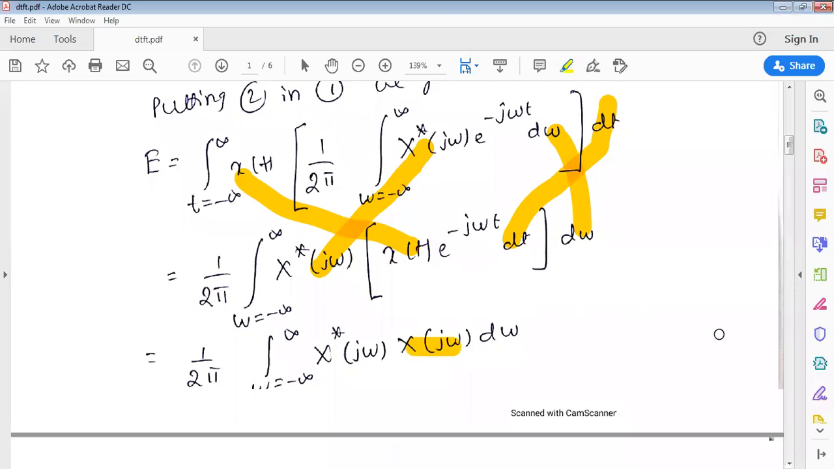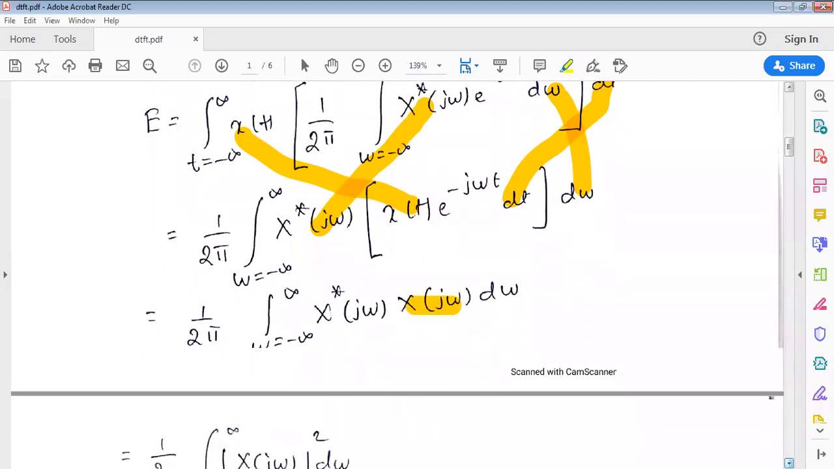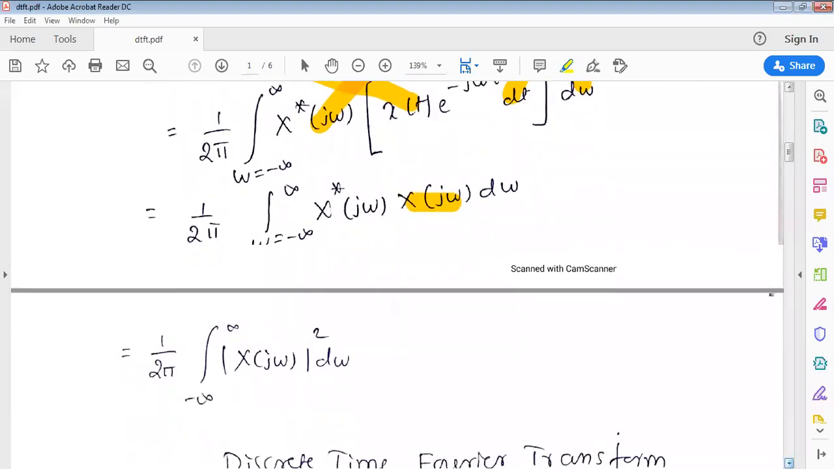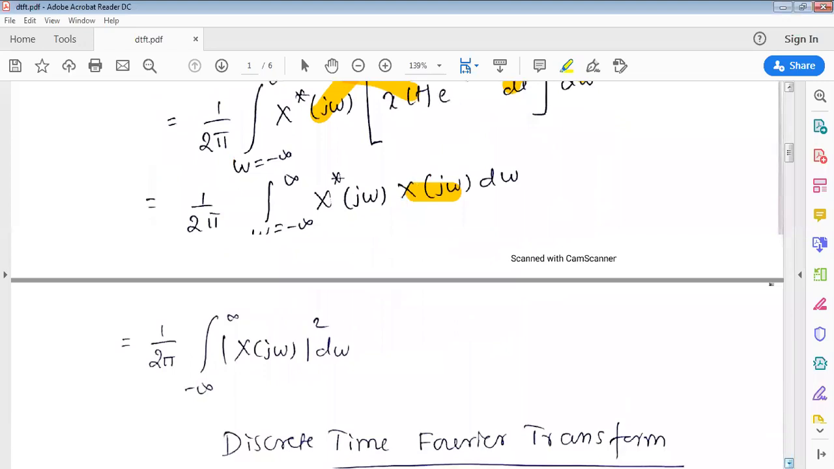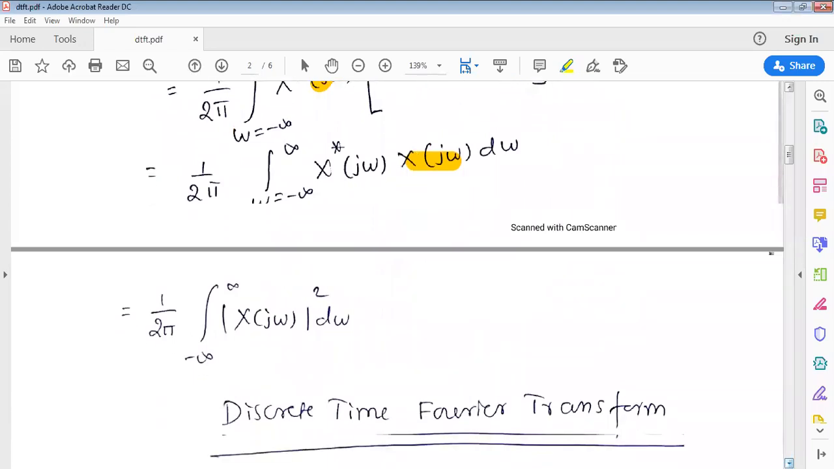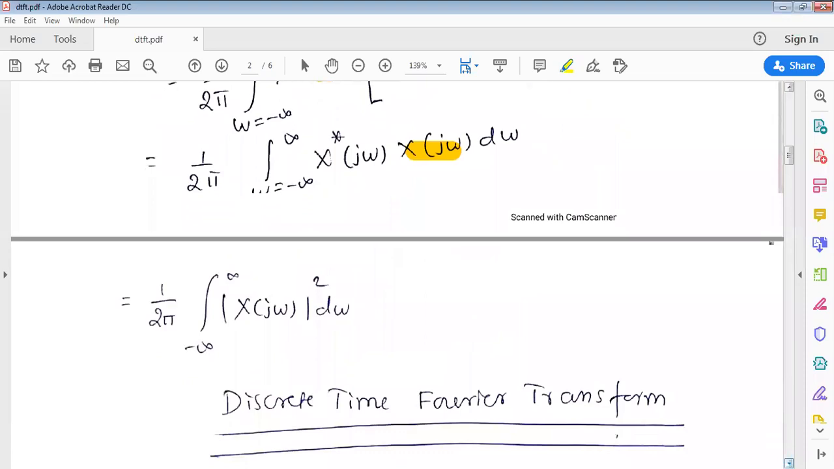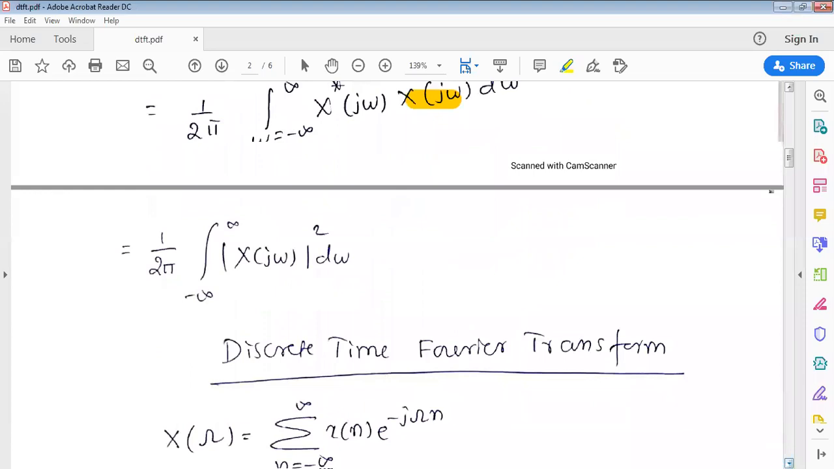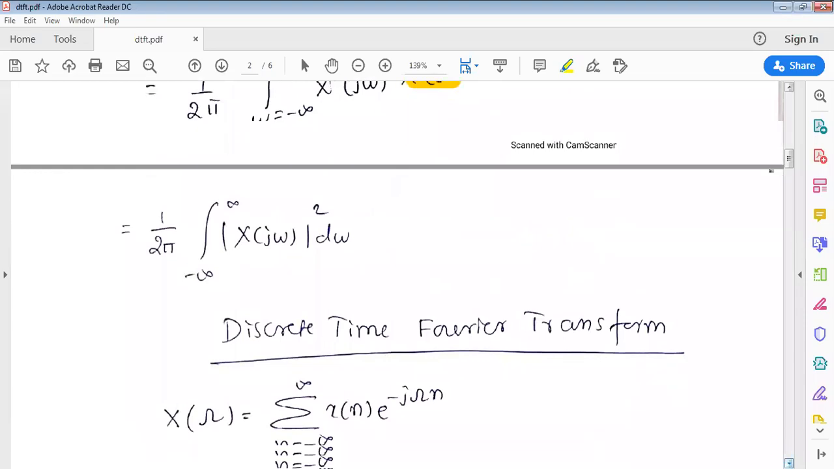Once it becomes x of j omega, in the next step I'll write x star of j omega into x of j omega d omega. This is nothing but x of j omega whole square d omega. This forms the proof of Parseval's theorem. This is a very important theorem. Generally, you'll get a proof of this theorem in the examination. Okay. Any doubt?